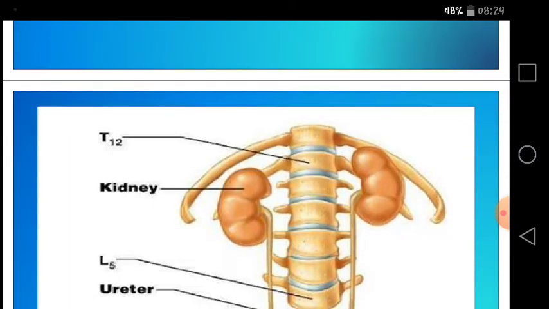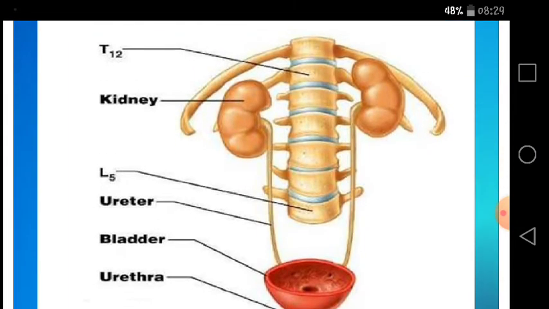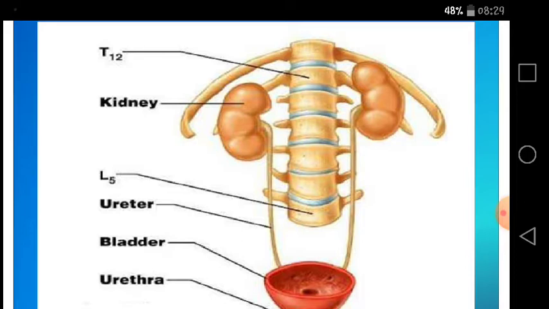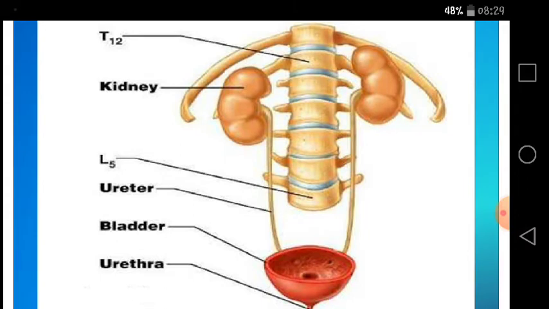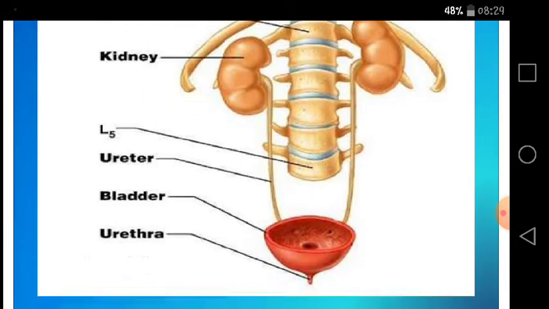Dear students, for this purpose I have selected this diagram, which will help you to understand the different parts of the urinary system and also the position of the kidneys in the abdomen. You can see that this pair of kidneys is present between the thoracic and the lumbar region. In the vertebrae, it starts from vertebra T12, thoracic 12, and goes up to L5, lumbar vertebra number 5. You can see from this diagram the kidney, ureter, bladder, and urethra.